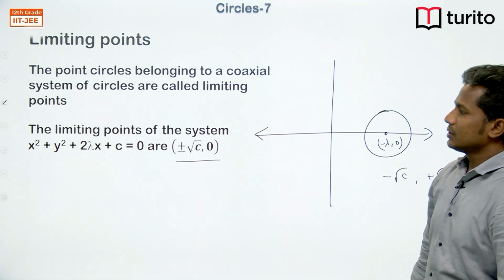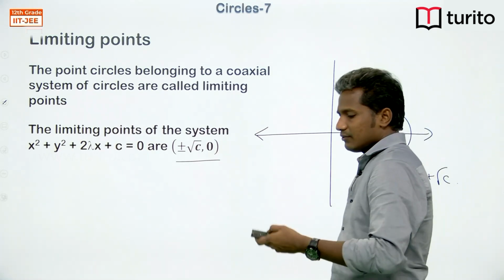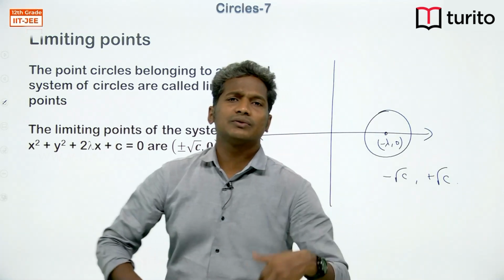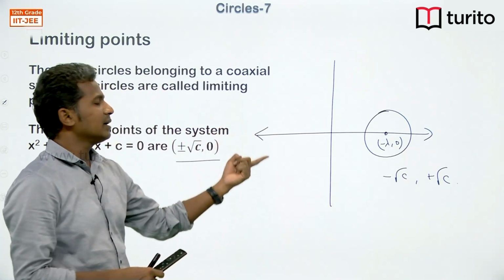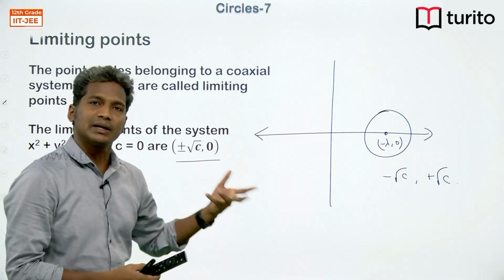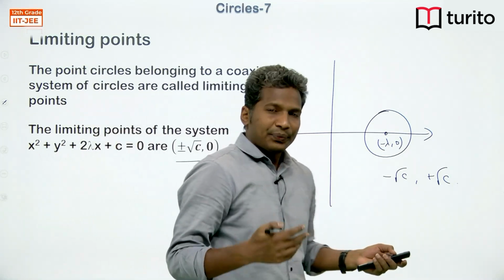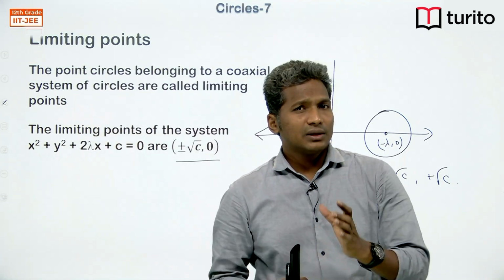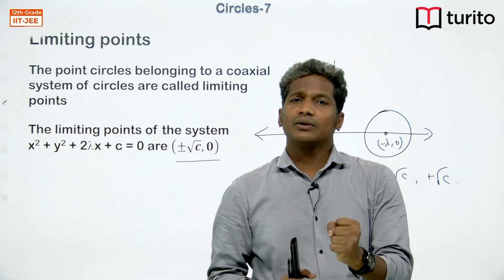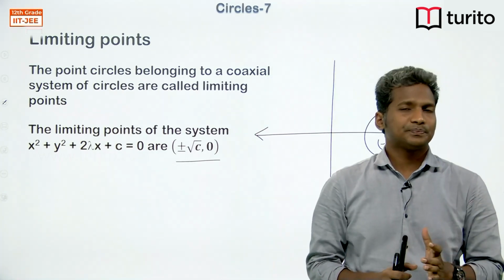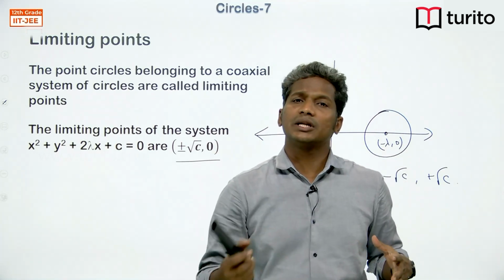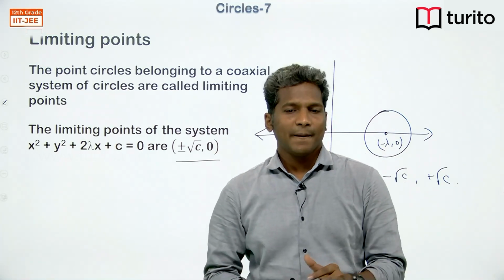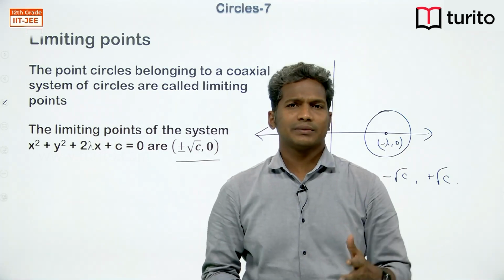In case you are asked to find the limiting cases of any system, you can just apply the idea that the radius must be real and you can get it. Here, the concept of the coaxial system itself is slightly above the line when it comes to the IIT-JEE syllabus. It is a slightly borderline concept.